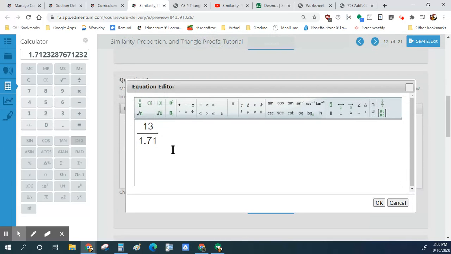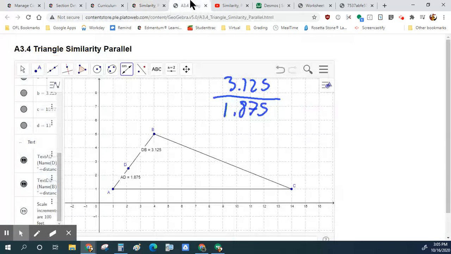1.71. Let's see what that is by using this calculator right here. So 13 divided by 1.71, hit enter, and it's about 7.6. So we're going to kind of approximate this. So that should be about 8.6.